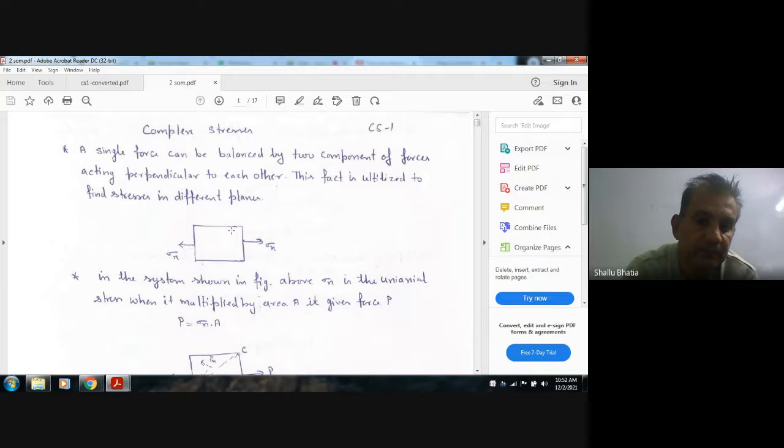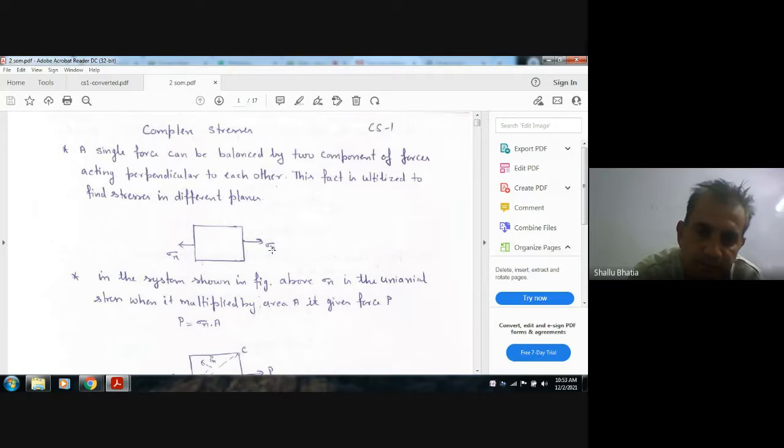So we take the simple case of uniaxial stress. It means the stress acting in one direction, that is sigma x. We are not taking the forces, we are exactly taking the stresses in the one direction, sigma x. This is the x direction, this is the y direction. So this stress can also be written as sigma xx.